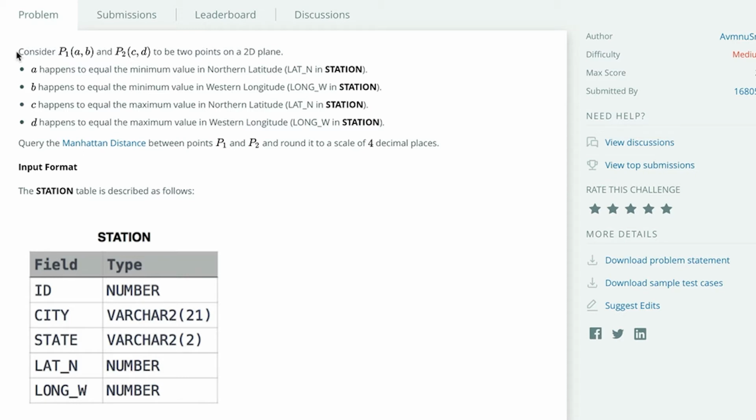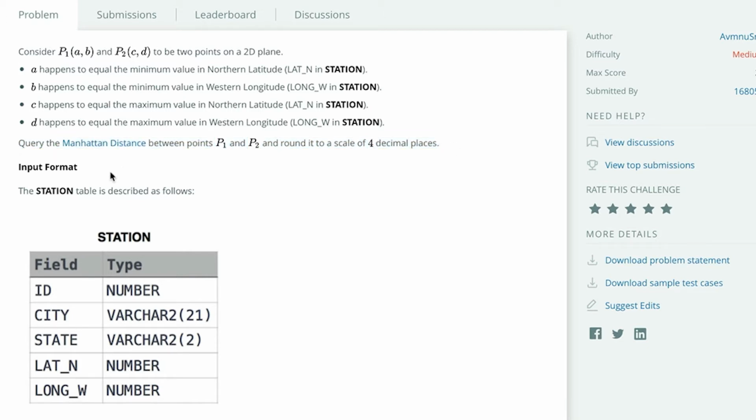The problem statement is, consider P1 (A, B) and P2 (C, D) to be 2 points on a 2D plane. A happens to equal the minimum value in northern latitude, lat.n in station. B happens to equal the minimum value in western longitude, long W in station. C happens to equal the maximum value in northern latitude, lat.n in station. D happens to equal the maximum value in western longitude, long W in station. Query the Manhattan distance between points P1 and P2 and round it to a scale of 4 decimal points.